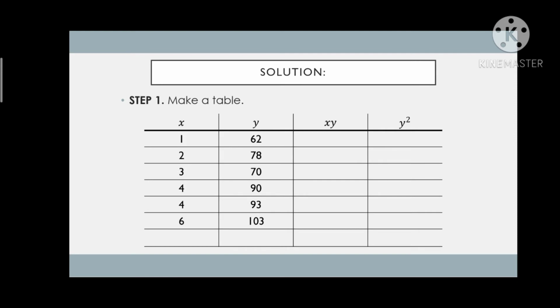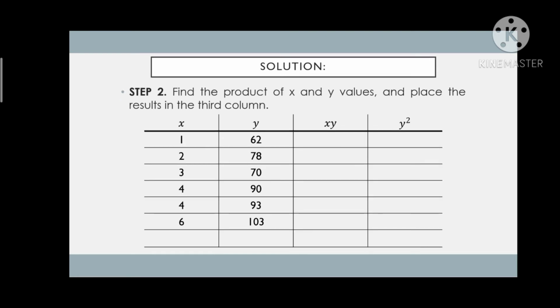Step 1, make a table. In the first column, input the x values. For second column, input the y values. In the third column, the product of x and y. And the fourth column, square the y values. For step 2, find the product of x and y values and place the results in the third column.